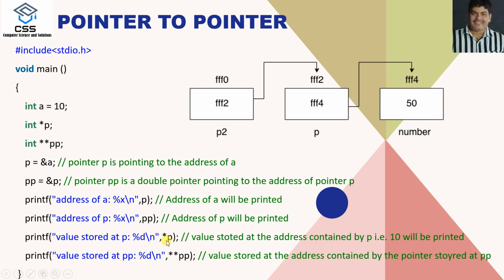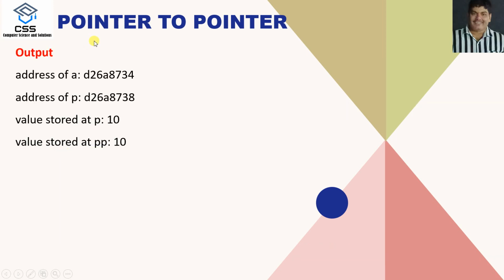So with *p and **pp, the value will be 10 and 10, and p will display the address of a. pp, as it carries the address of p, will display the address of p. Address of a is what p holds. Address of p is what pp holds. But indirectly, if you access *p, it will display 10. If you access **pp, it will also display 10.